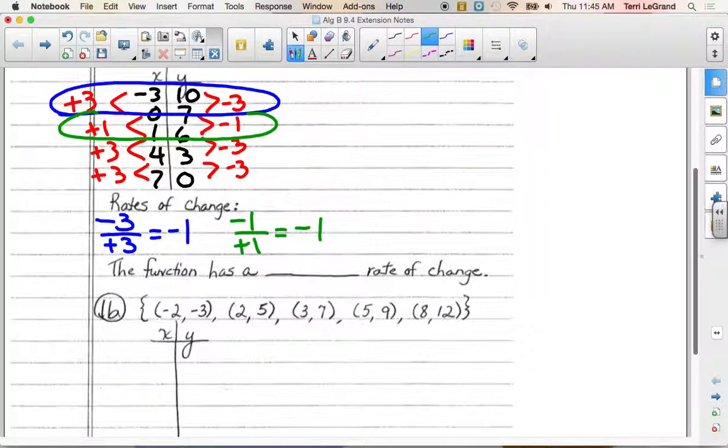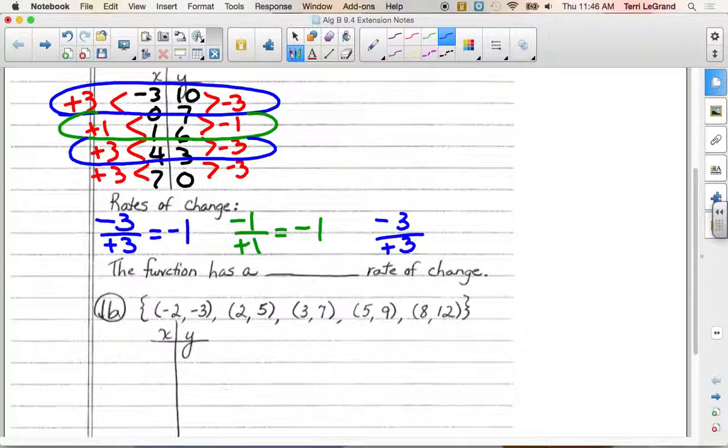But we have to do it for all of them. We have to make sure it stays consistent before we can decide if it is a constant rate of change or if it's a variable rate of change. So now let's move on to our next one, which is a -3 over a +3.